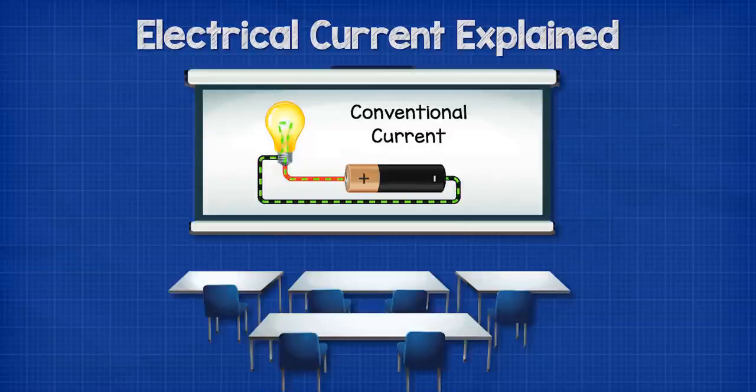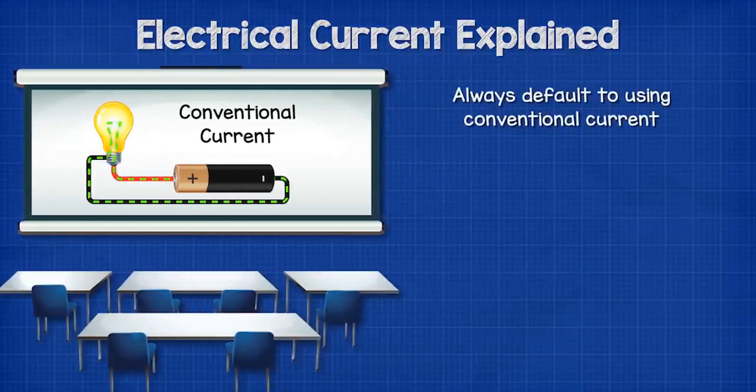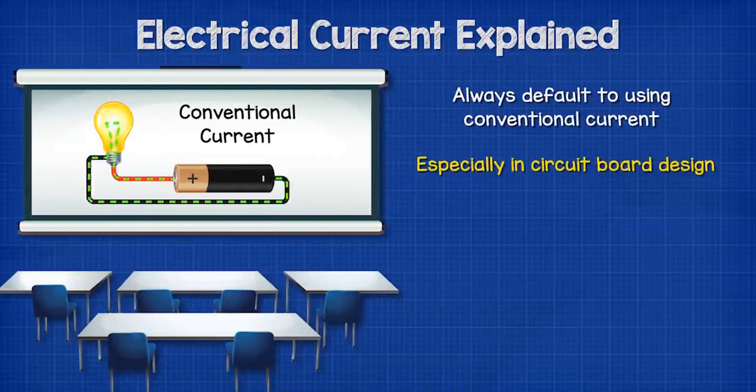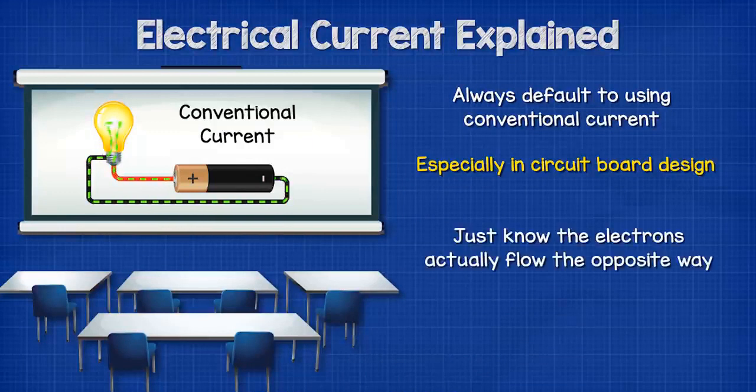So you need to remember that whenever we talk about electricity, or whenever we design a circuit or even look at an electrical circuit drawing, we always default and assume conventional current is occurring. But engineers and scientists know that the electrons are actually flowing the other way.